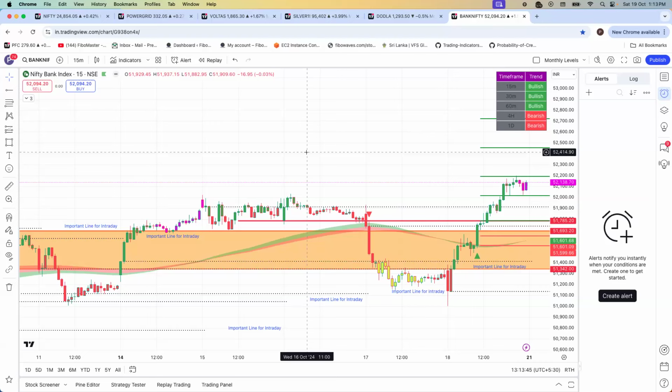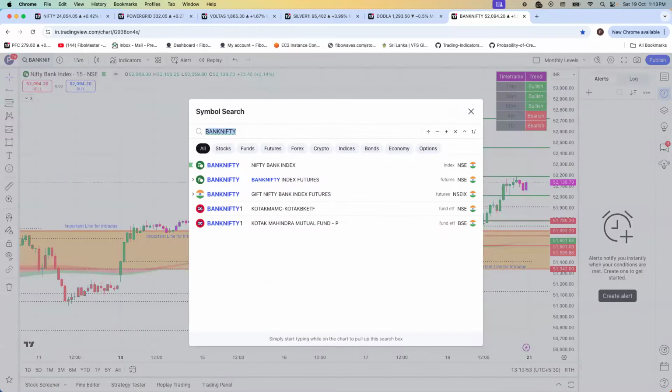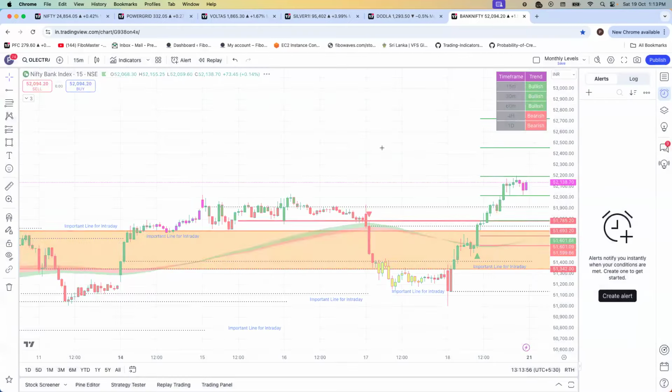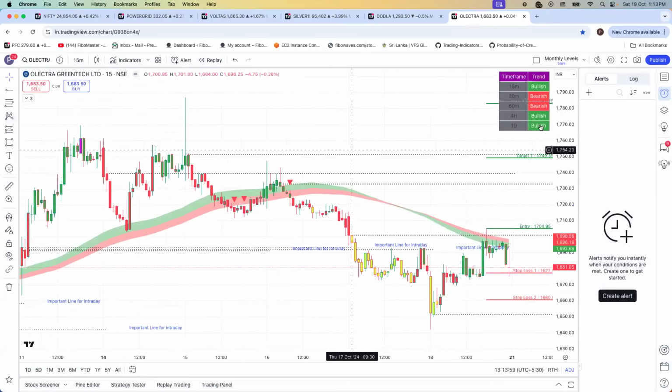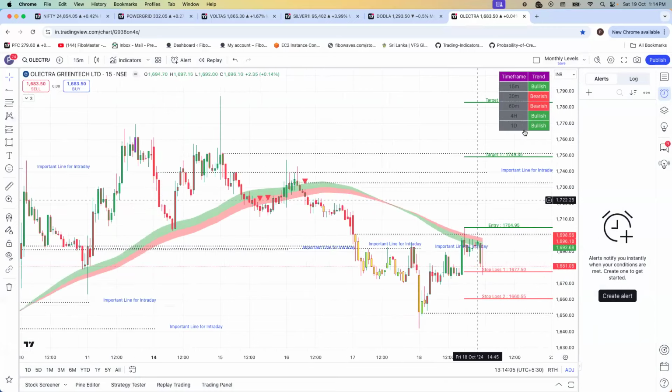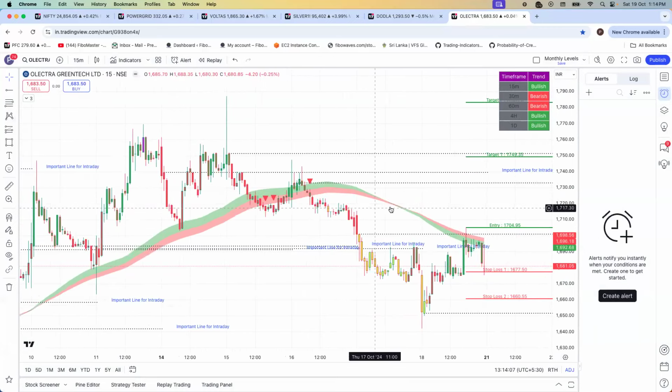Okay, sir. Sir, can we check Electra the other way around for this zone marking? 1 hour, 4 hours Electra, and daily. Yeah, 4 hours and daily is bullish. Okay, 1 second, let me check. 4 hours is bullish. 15 minutes was bullish that day, right? Yeah. Okay, so 4 hours is bullish.